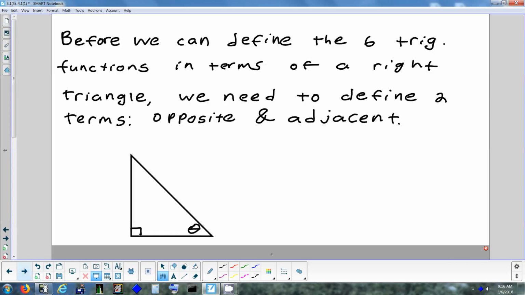All right, so before we can really talk about the trig functions, which I'm going to tell you the definitions of in a second, all 6 of them, I need to define 2 terms, opposite and adjacent. These 2 terms are what we call relative terms because they don't always indicate the same thing. It depends on your perspective.